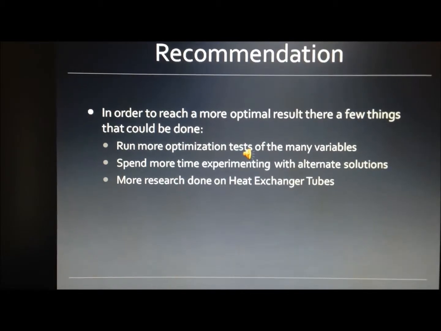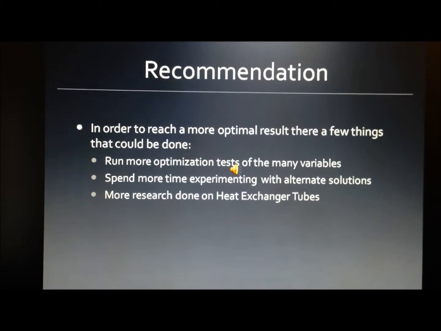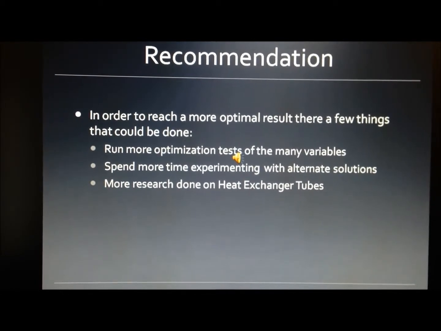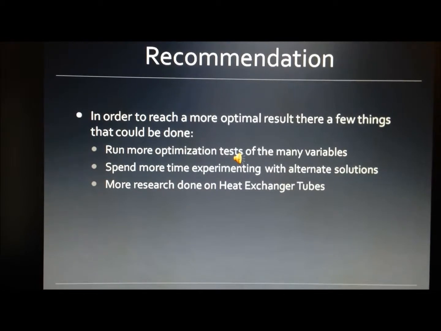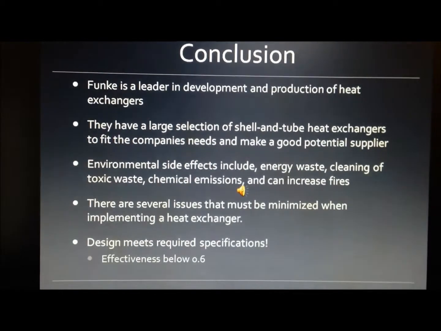In order to reach a more optimal result, there are a few things that can be done. First, you can run more optimization tests of the many variables. Secondly, you could spend more time experimenting with alternate solutions. And thirdly, you could do more research on heat exchanger tubes.